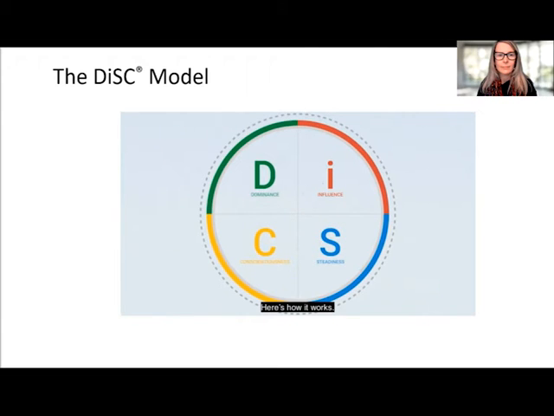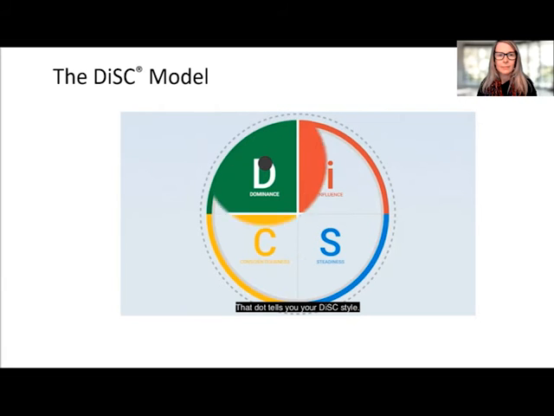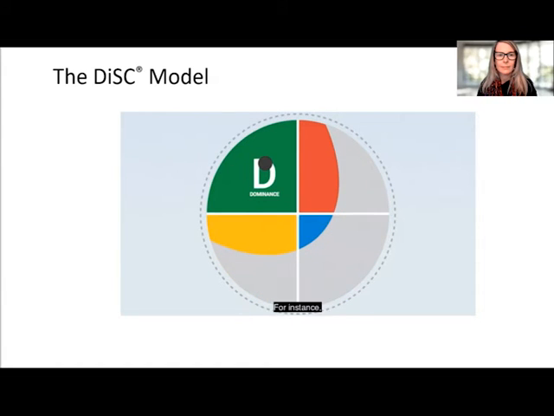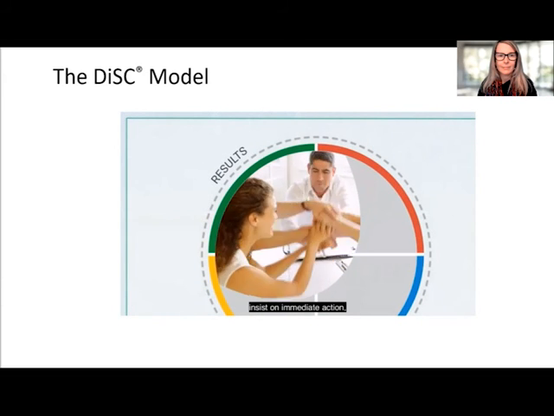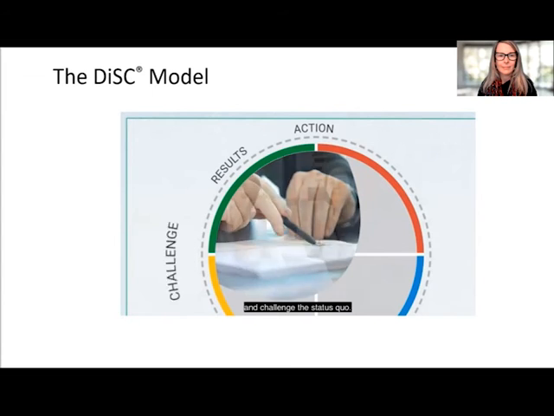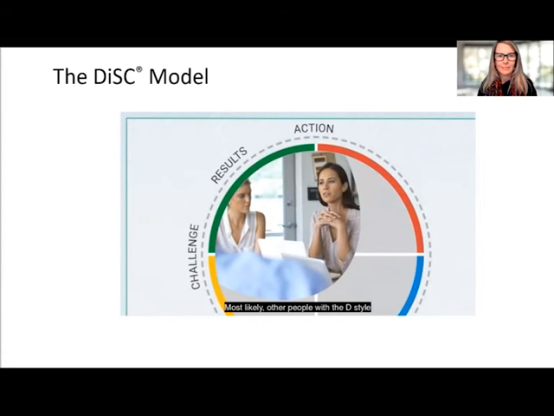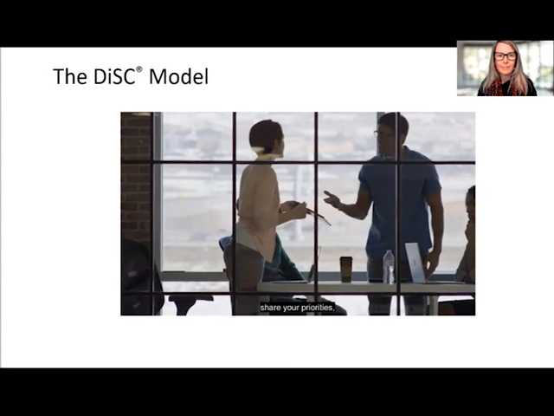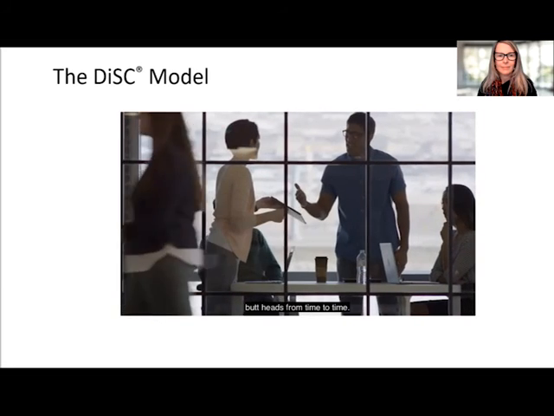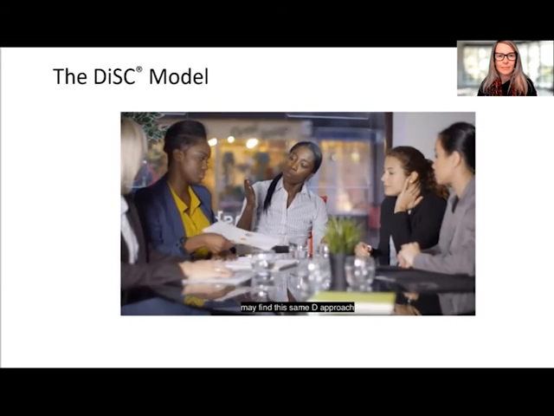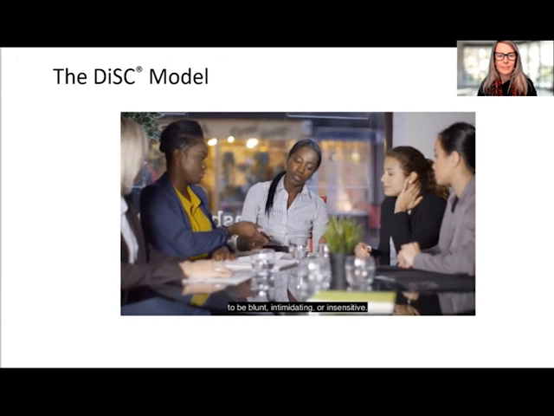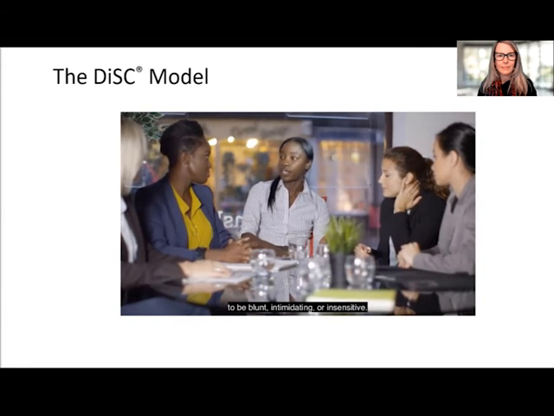Here's how it works. First, everyone has a dot. That dot tells you your DISC style. For instance, if you have a D, or dominant style, you probably drive toward results, insist on immediate action, and challenge the status quo. Most likely, other people with the D style share your priorities, even though you might butt heads from time to time. Different styles may find this same D approach to be blunt, intimidating, or insensitive.